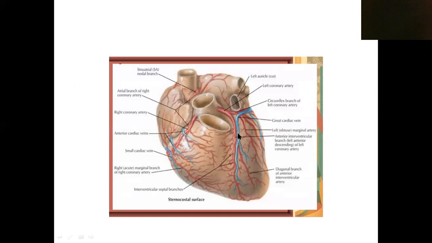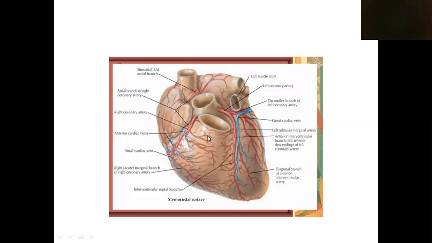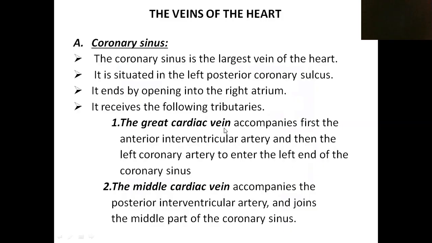So after the anterior interventricular artery, this vein runs along with the circumflex artery and reaches the sinus. This is the great cardiac vein. So the great cardiac vein is clear.